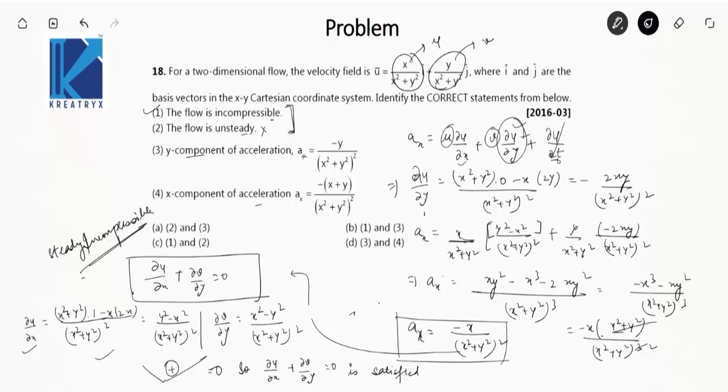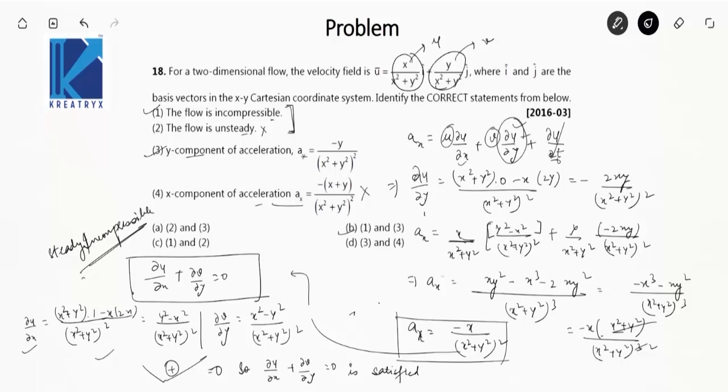Whereas in option 4, the x component of acceleration is minus something x plus y upon x square plus y square whole square, which is not matching our answer. So that means this is wrong, and from the options you can see that the third option has to be correct. Okay, so B will be the answer.